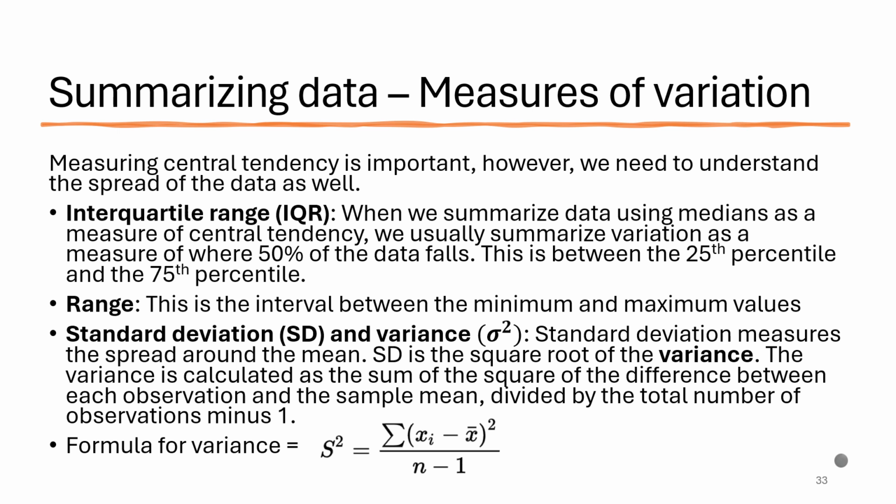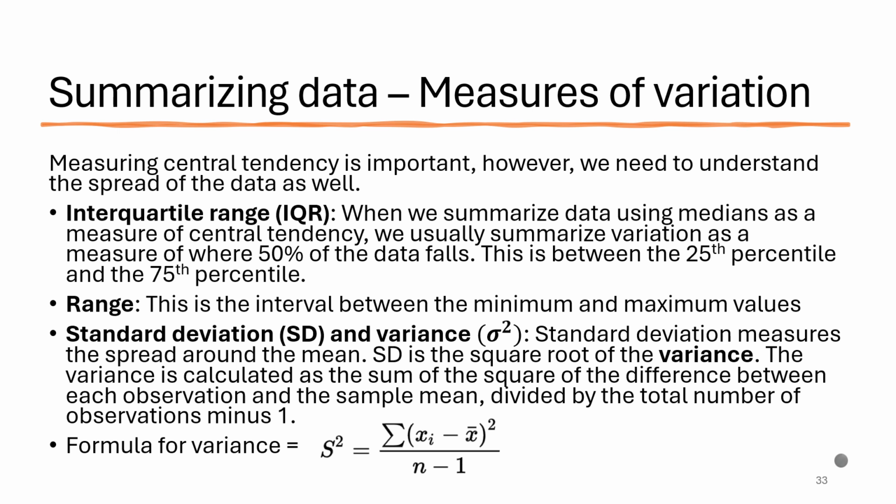So the interquartile range: when we summarize data using medians as a measure of central tendency, we usually summarize variation as a measure of where 50% of the data falls. This 50% is what is called the interquartile range. So it's the data that lies between the 25th percentile and the 75th percentile. The range is the interval between the minimum and the maximum values.